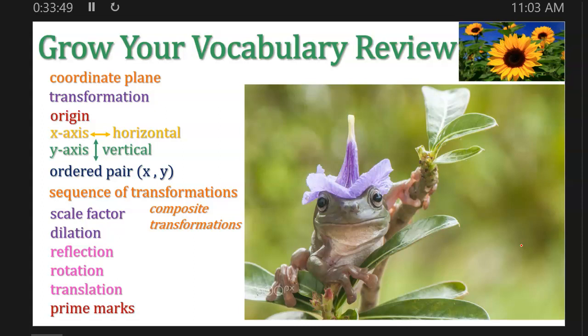Dilations are non-rigid transformations because they do create similar shapes, not congruent ones. Now, reflections, rotations, and translations create congruent shapes because they are rigid transformations. Reflections are the flips, so it flips over a line of reflection. Rotations are turns. We can turn it 90 degrees, 180 degrees, 270 degrees, clockwise or counterclockwise. Translations are slides, so we can slide it left, right, up, or down. And then our prime marks are those little apostrophe-looking marks that we place on point labels in order to determine which transformation came first, second, third, and so forth.